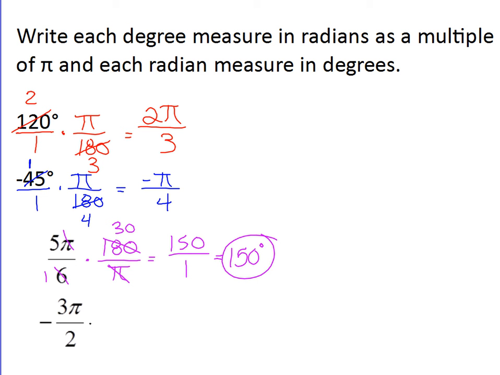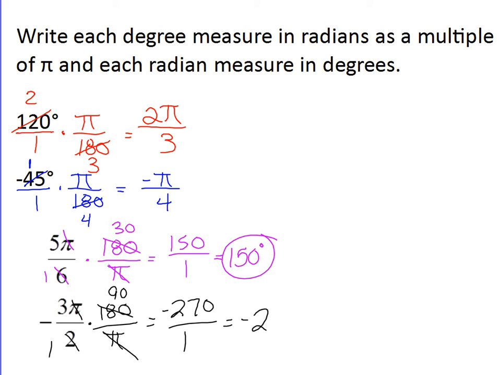On the last one, it is in radians, so again we are going to multiply by 180 over pi. The pi's are going to cancel. 2 goes into itself once. 2 goes into 180 90 times. Negative 3 times 90 gives us negative 270 over 1, or negative 270 degrees.